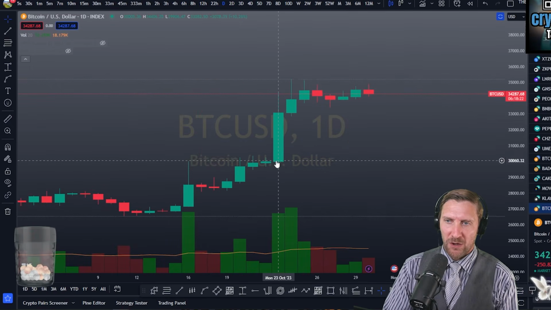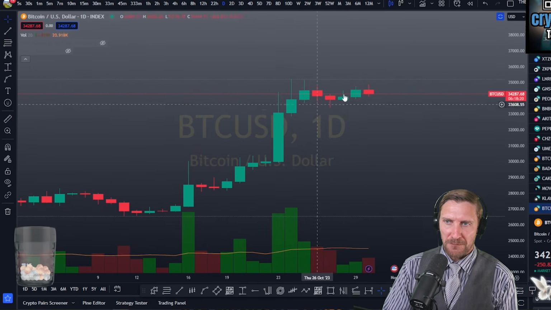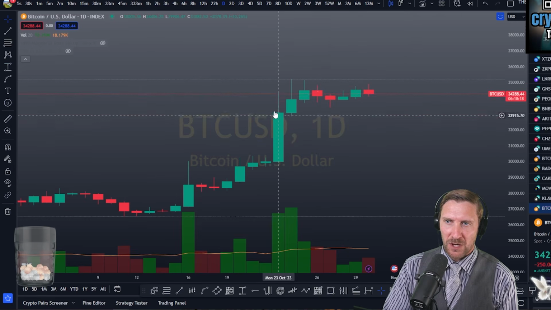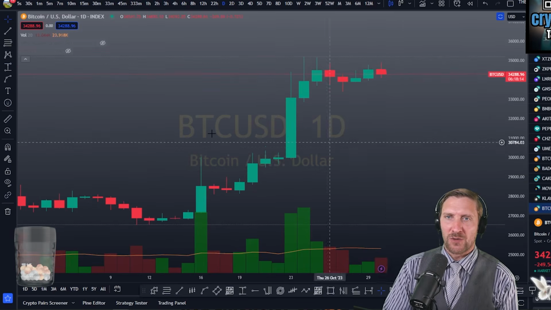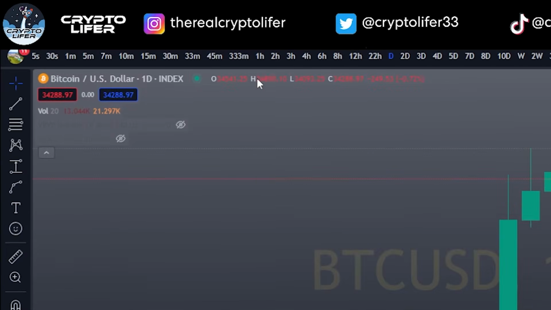So, a green candle opens at the bottom, closes at the top. A red candle opens at the top, closes at the bottom. What are these lines coming out? These are the wicks. The wicks are the ranges that we went to. If you see up in here, we have O, H, L, and C with a number and a percentage. That's going to give us the information out of every candle.